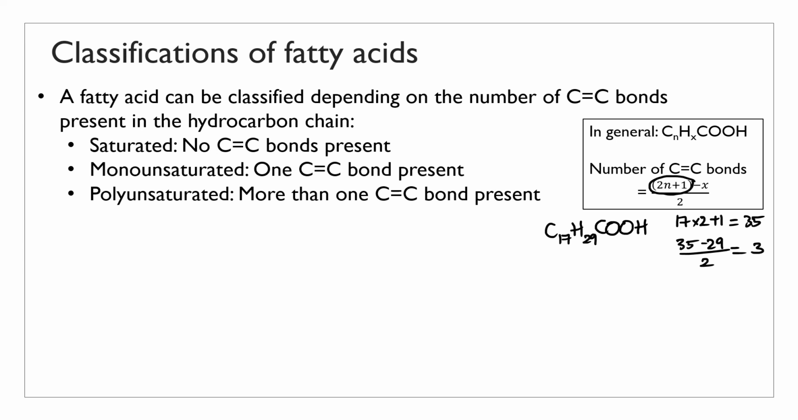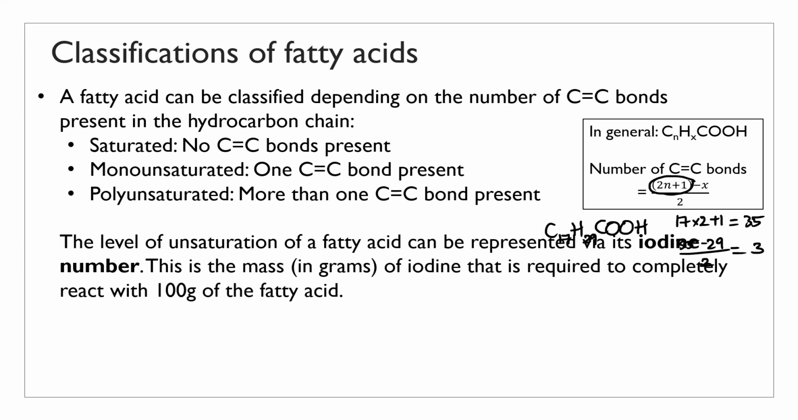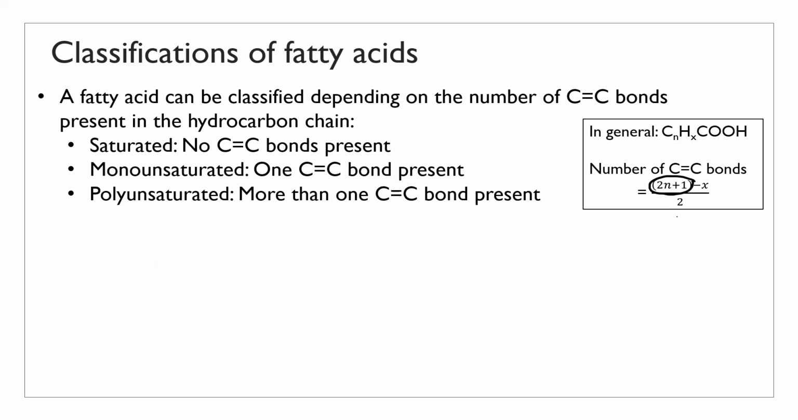Having said that, I haven't seen these kinds of questions being asked recently at all. Anyway, if I give you the formula, it's very easy to work out the number of CC double bonds present. However, if you just have a fatty acid in a sample in real life, you probably wouldn't be able to work out the general formula.